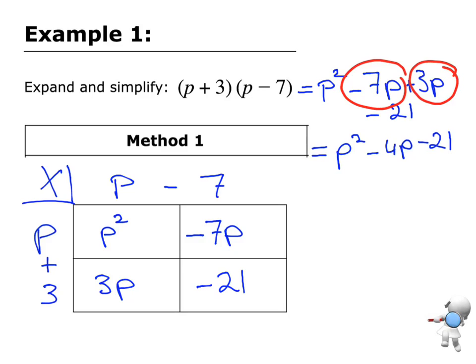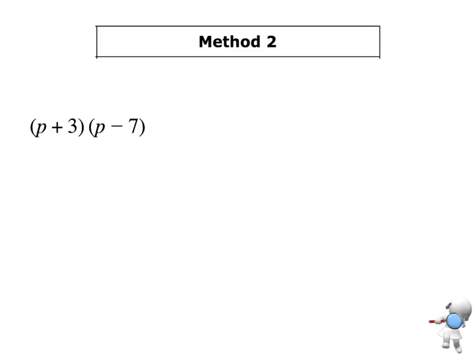So that's one way of doing it. A second method is to use what we call FOIL, which stands for first, outside, inside, last.